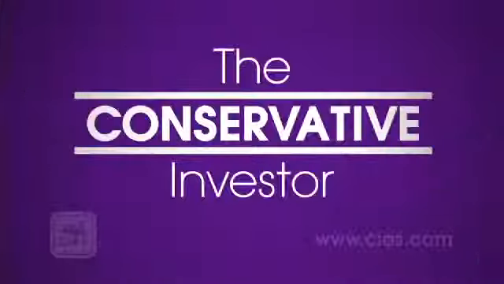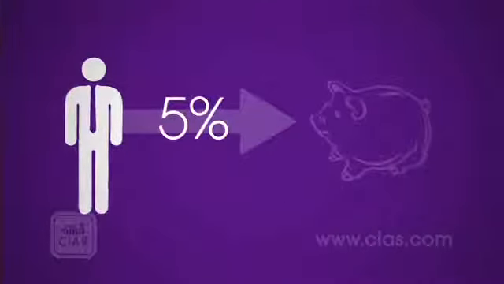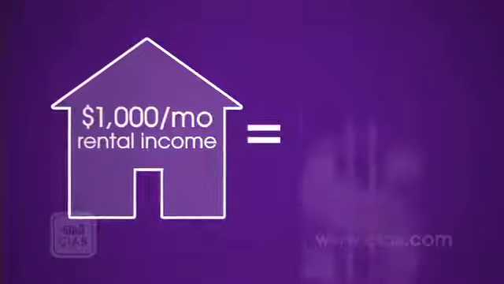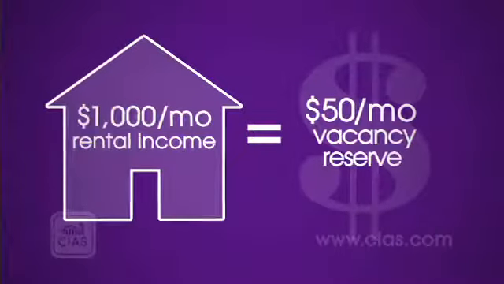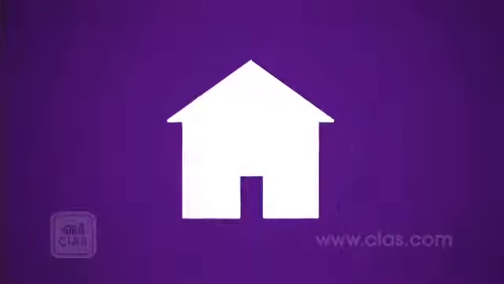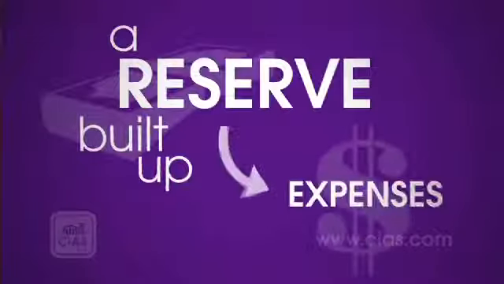The conservative investor adds to this vacancy reserve at a rate of about 5% per month. So if you charge $1,000 in rent each month, you save an additional $50 for your vacancy reserve. This way, should you lose a tenant or have a property go vacant, you have a reserve built up that will pay the expenses until you find a new tenant.